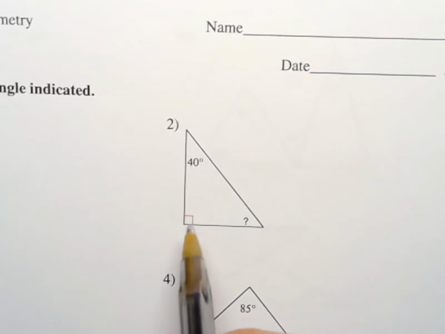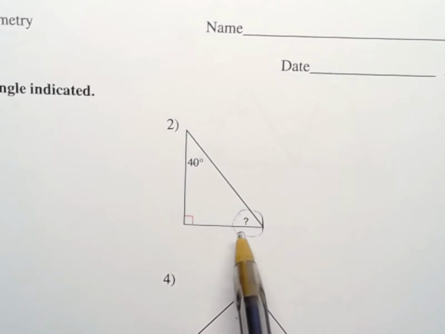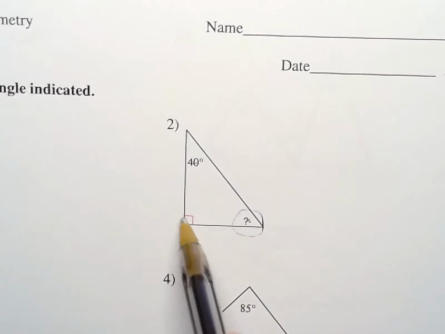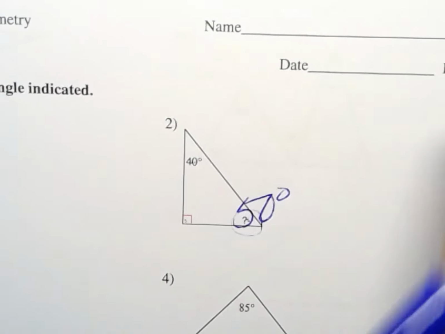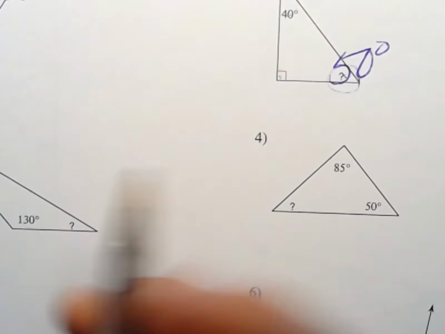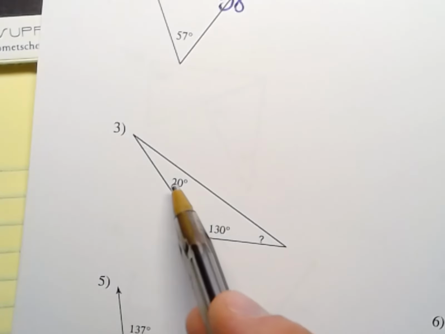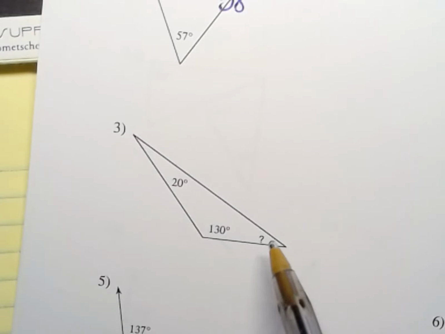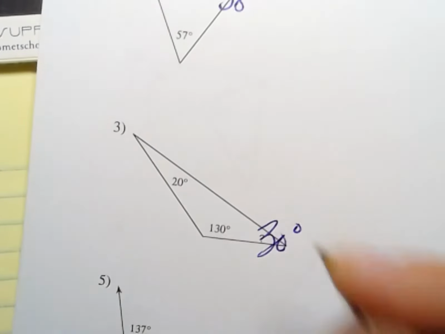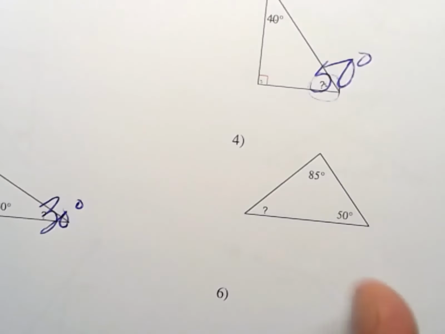Here, I have a right triangle with 40. Well, I know that 40 and whatever that is has to be 90, because then that 90 and this 90 gives me 180, so I know that has to be 50 degrees. Here, 130 and 20 is 150, and I know that if I have 180, then what's left is 30 degrees. So that would be 150 plus 30 is 180.